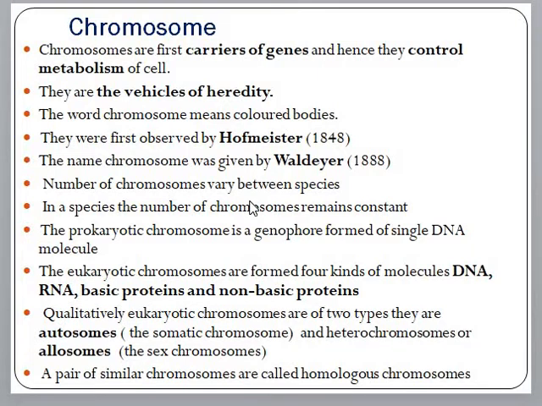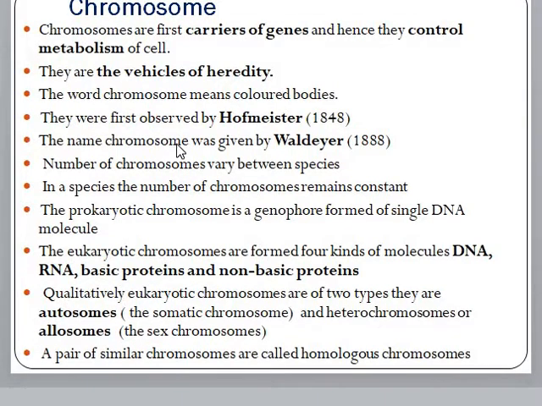Depending on the function they are performing, chromosomes are classified into autosomes and allosomes. Autosomes are the chromosomes which do somatic functions, and the allosomes do the heredity related things. A pair of similar chromosomes seen within a cell are called homologous chromosomes.